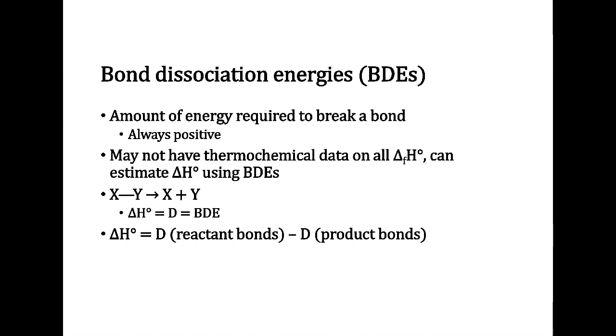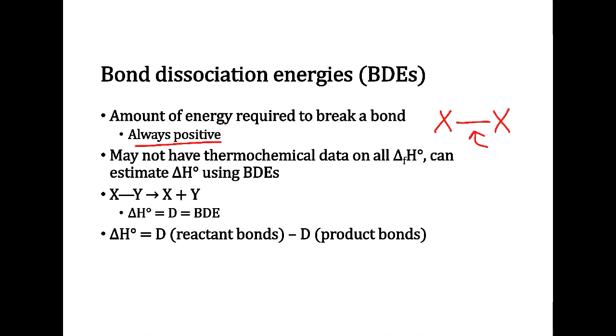breaking. So if we were to consider a bond, we have two different atoms that are bonded together. In order to separate them, we're going to have to overcome this attraction, which is in the chemical bond. So this is going to cost energy. Anytime we're talking about a bond dissociation energy, this value is always positive.